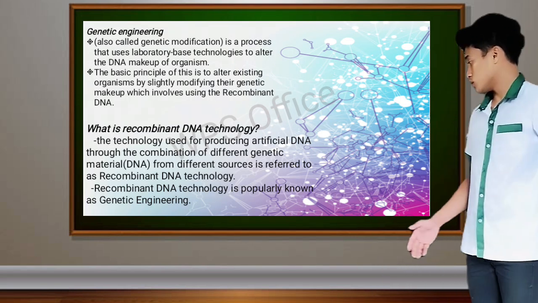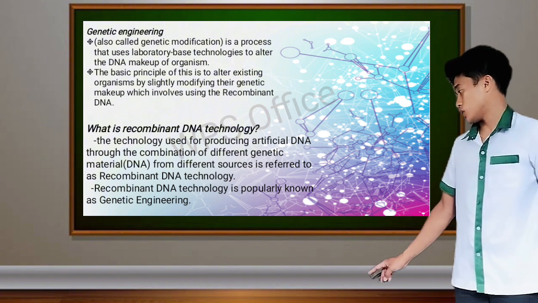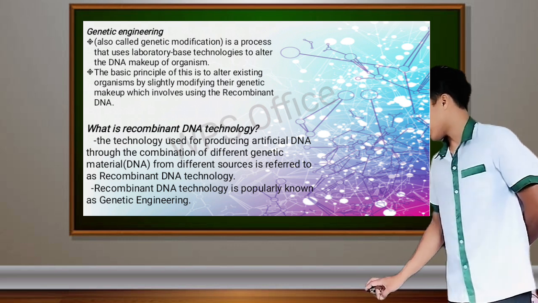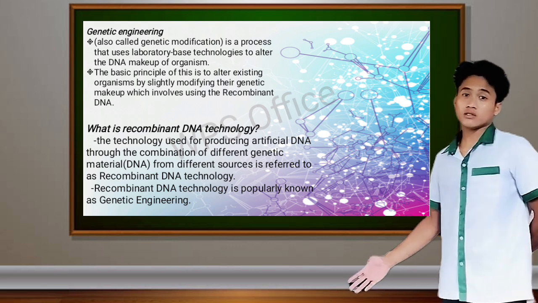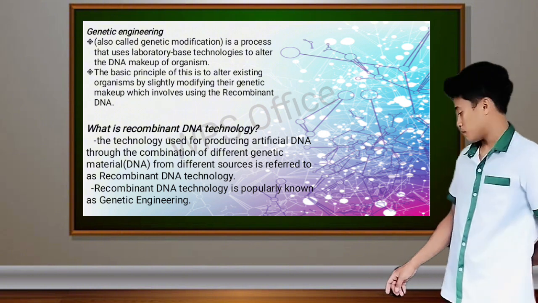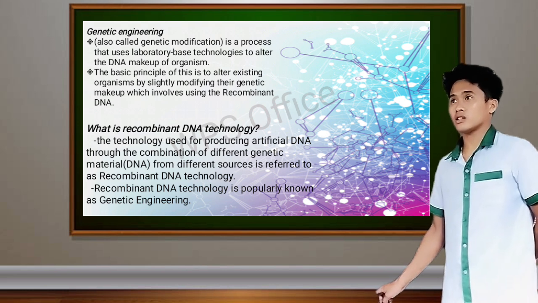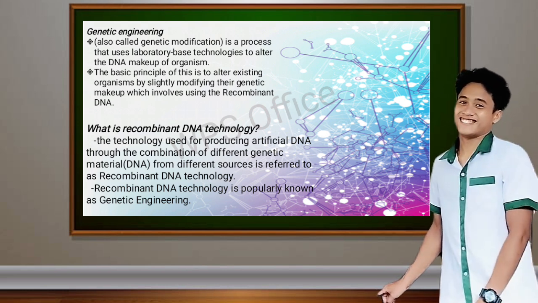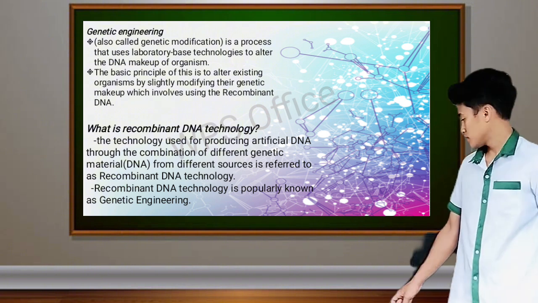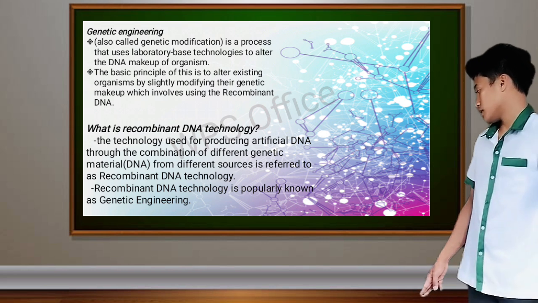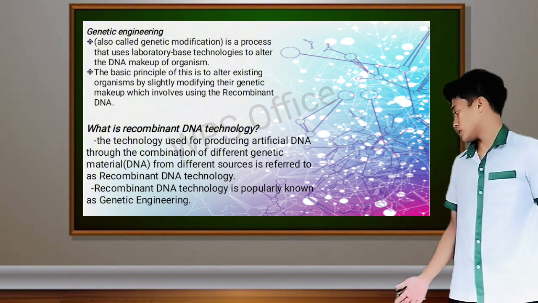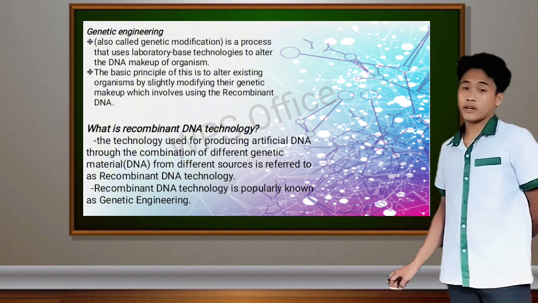Genetic engineering, also called genetic modification, is a process used in laboratory-based technologies to alter the DNA makeup of an organism, or used to manipulate the DNA makeup of an organism. An example of genetic engineering is GMOs or genetically modified organisms, like plants. Then the basic principle of this is to alter existing organisms by slightly modifying their genetic makeup, which involves using recombinant DNA.